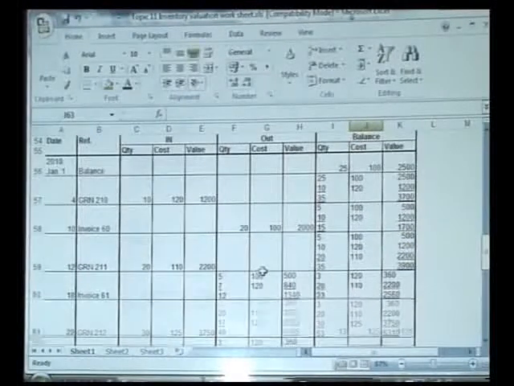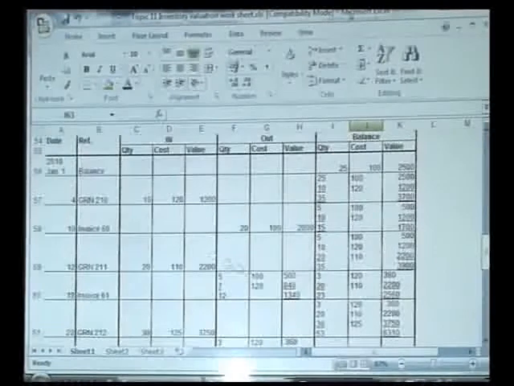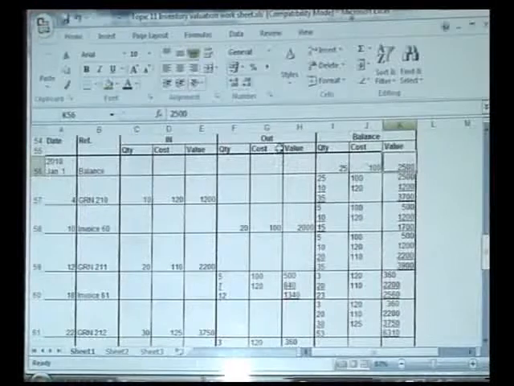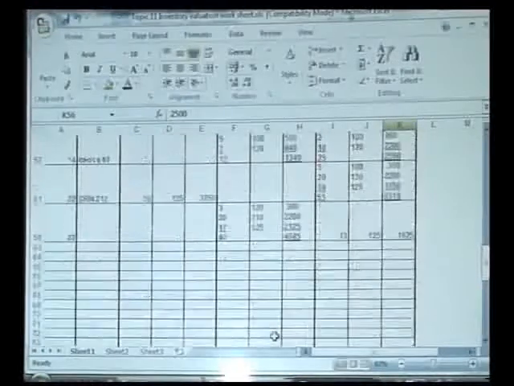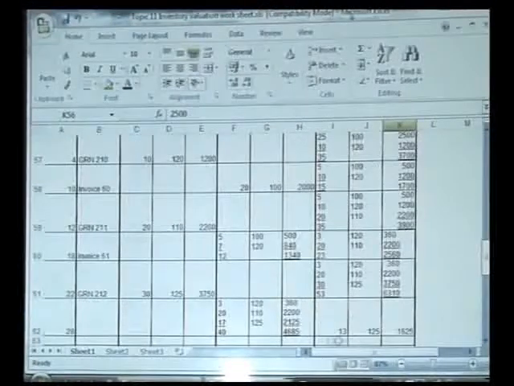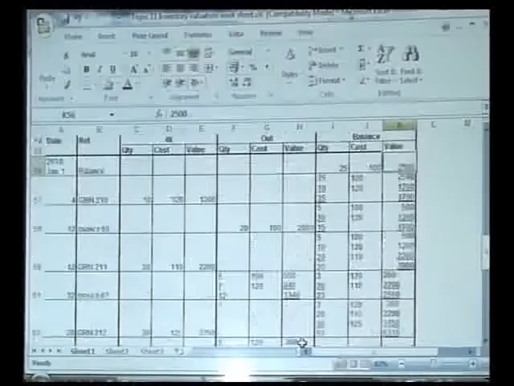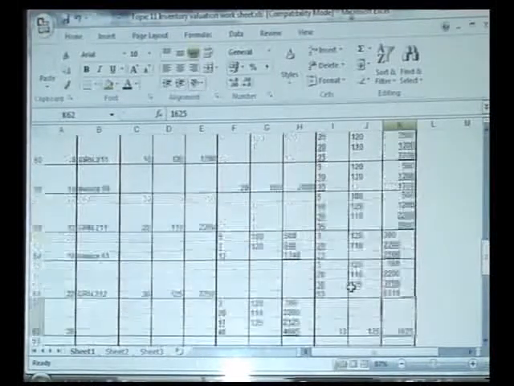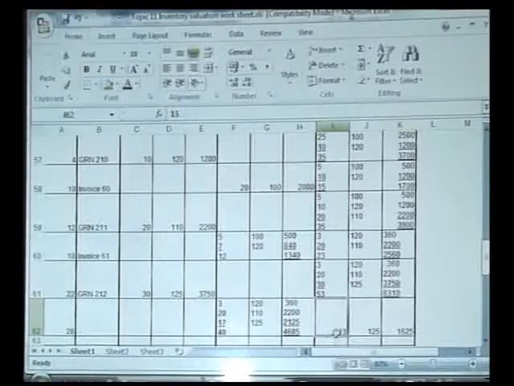It clearly shows the value of stock and the cost of goods sold, or issued. So 28 is the last day of transactions. On that date, the end of January, stock on hand is 13 and the value of stock is 1625.